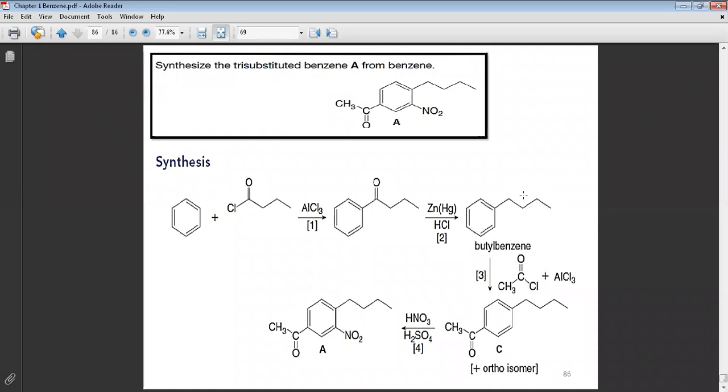Is the alkyl group ortho, meta, or para directing? Ortho para. Acylation gives the para isomer or the ortho isomer. We want the para isomer. Then nitration. For the alkyl group, it directs ortho, and para is blocked. For the acyl group, it directs meta, so both of them reinforce each other. Nitration, 100 percent, NO2 will be here, not here. And then we prepare this compound from the benzene. How many steps? 1, 2, 3, 4.